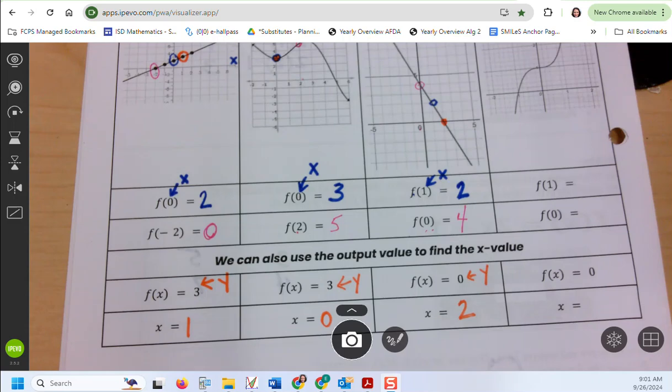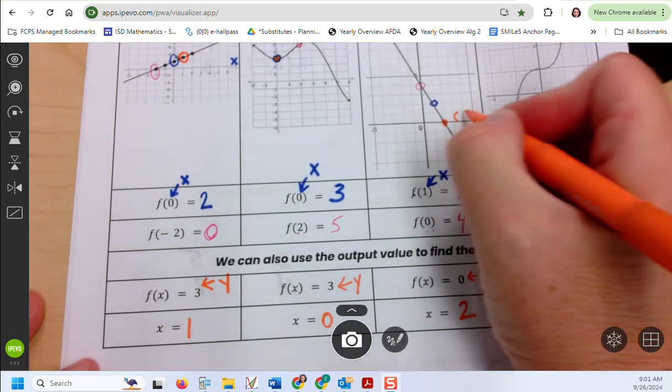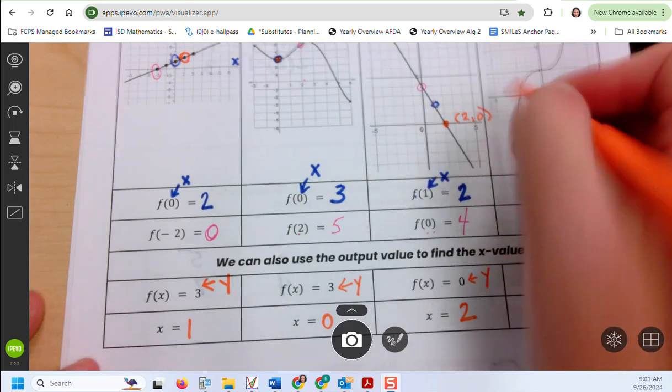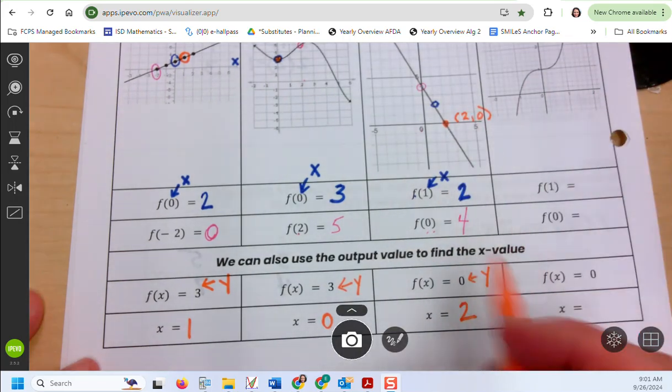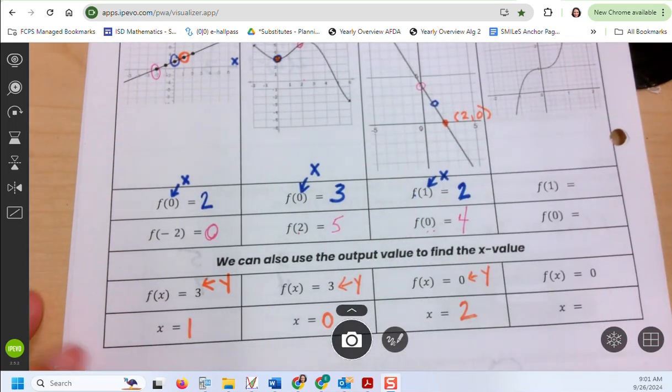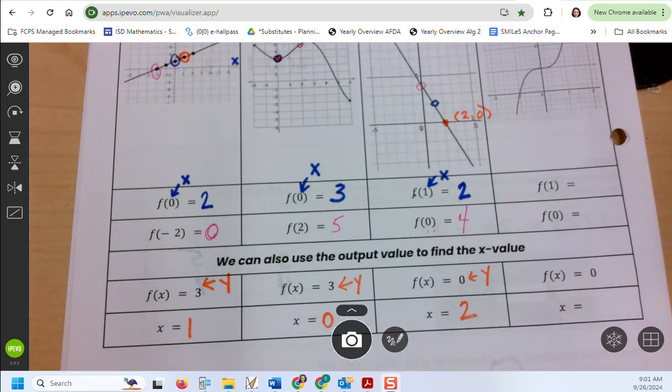Wait, the one you just did, that's asking when the x is 0. No, when the y is 0. So this point here is 2 comma 0. The orange point is 2, 0. So when the y is 0, the x is 2. For some reason, points on the axes seem more difficult than other points. I don't know why.